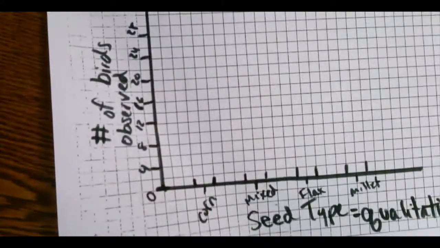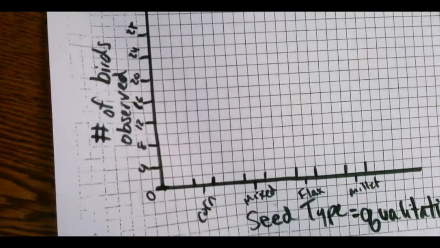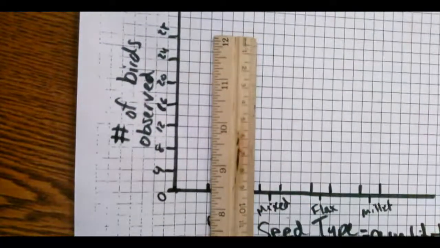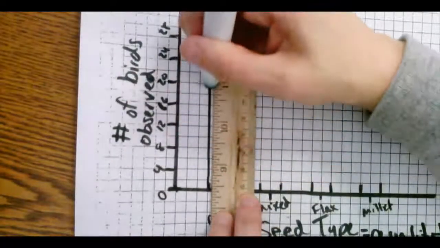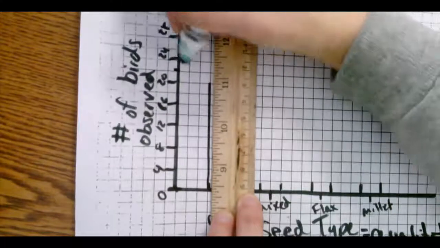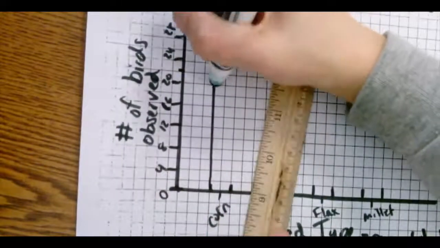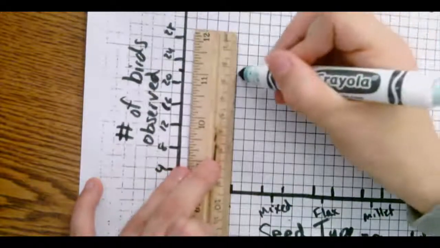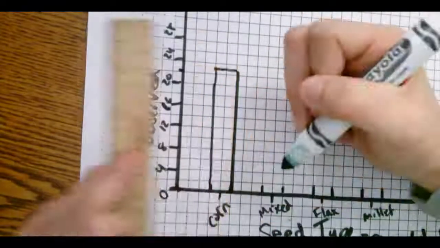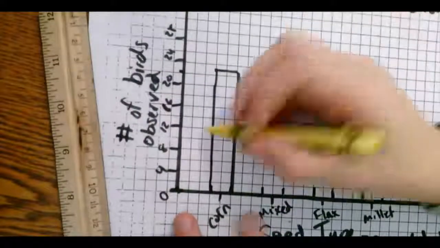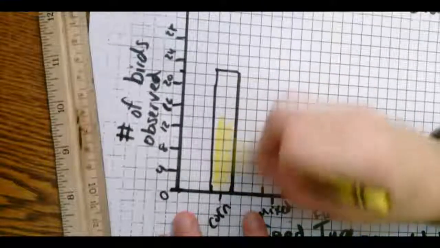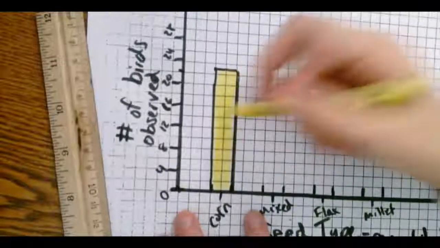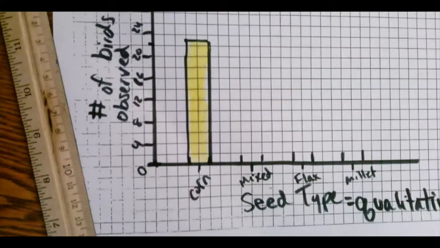Okay? So from here, you do need your straight edge. Corn has 23. So I'm going to draw this bar up to where it says 23. So 23 is halfway between 22 and 24. So right about there. Bring it across. And now I have a completed bar. Okay? I always like to add a little bit of color. It just makes it a little easier to distinguish the bars, not just a bunch of black lines on a black and white piece of paper.